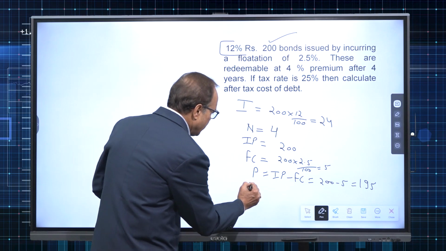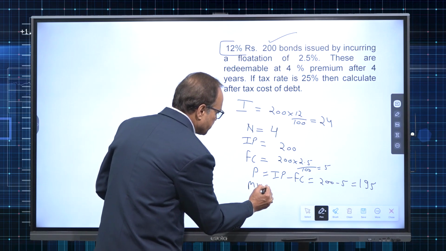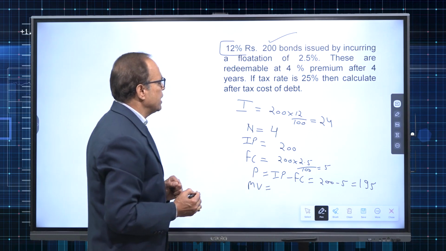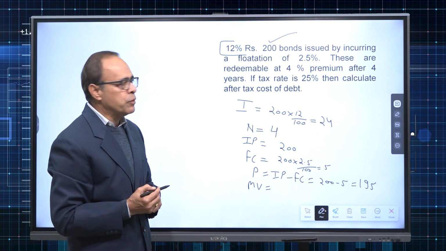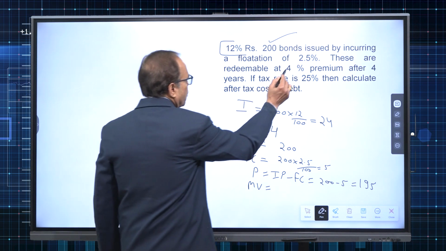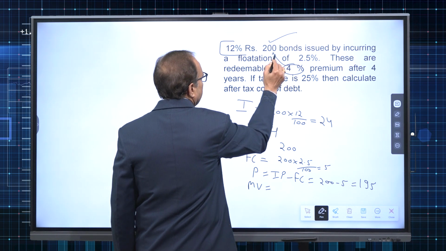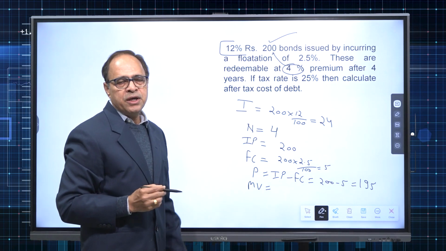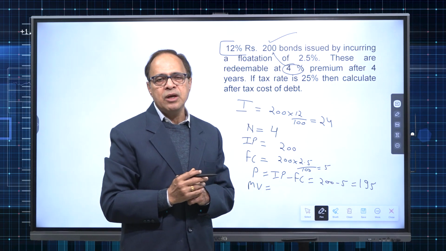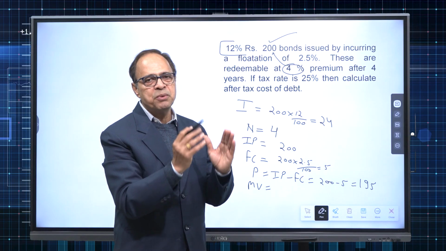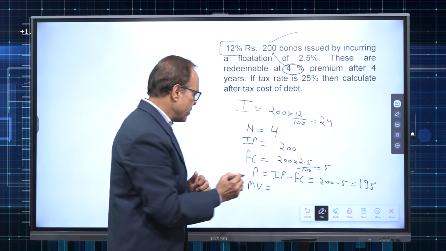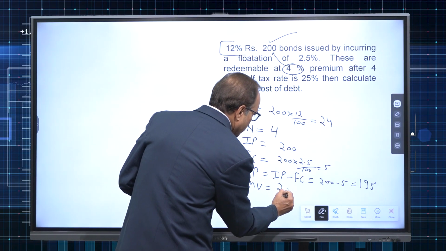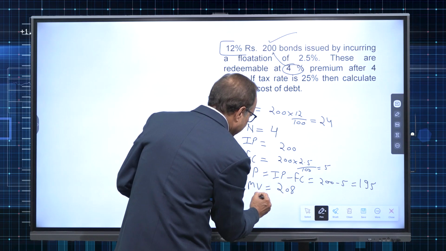How much will be the maturity value? Maturity value: these are redeemable at 4% premium. So 4% applied on par value. That means on each bond of 200, company will pay back 200 plus rupees 8, that is 208. So maturity value is 208. And what is my tax rate?